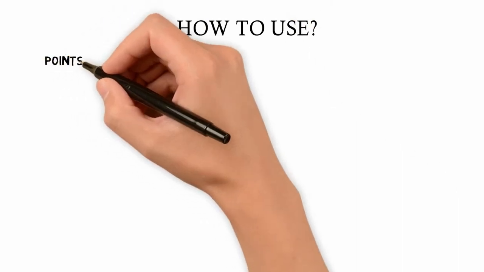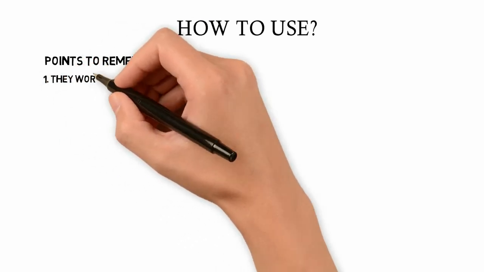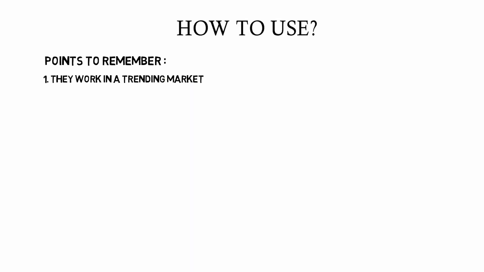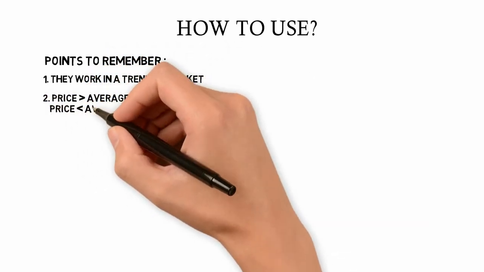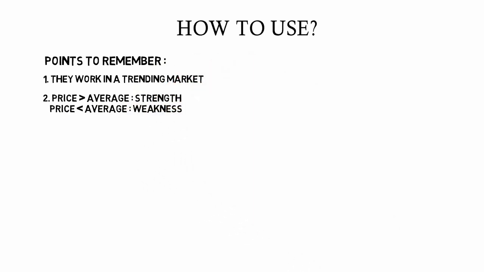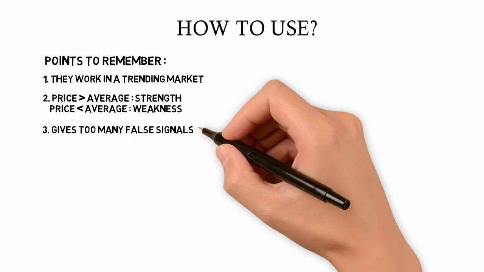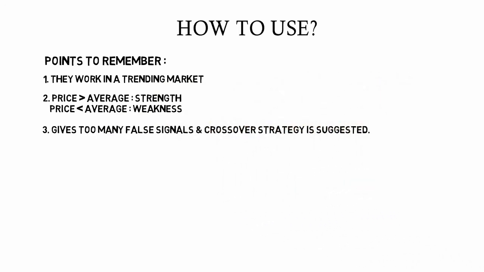So, how to use this in stock market? There are some points to remember. 1. Moving averages work in a trending market and not in sideways market. 2. When price is greater than average, it shows strength, and when price is less than average, it shows weakness. 3. Alone it may give false signals, and so crossover strategy is suggested.